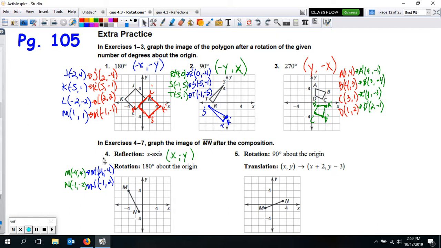And now we'll plot these points, and we're going to mark them as prime, just the one mark here. So plot those 2 points, and you connect the 2 dots to get your line. So M prime is down here in the third quadrant, N prime there is in the second quadrant.